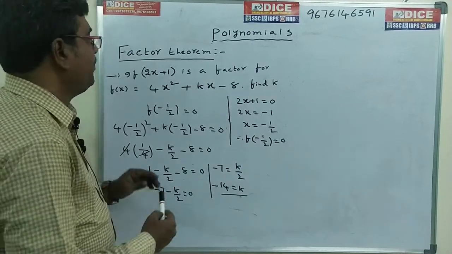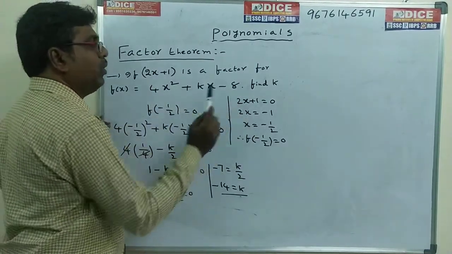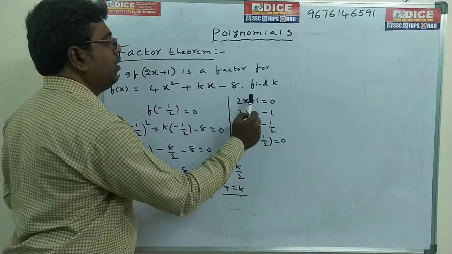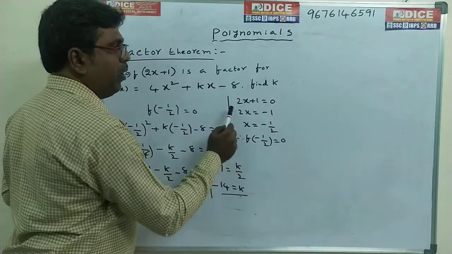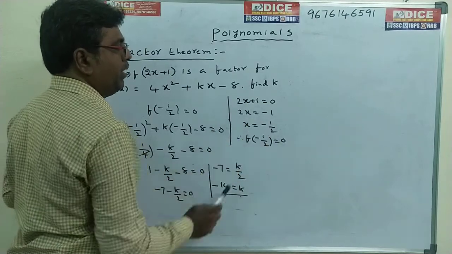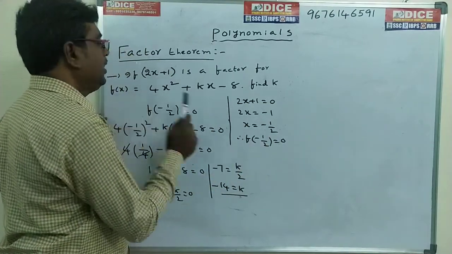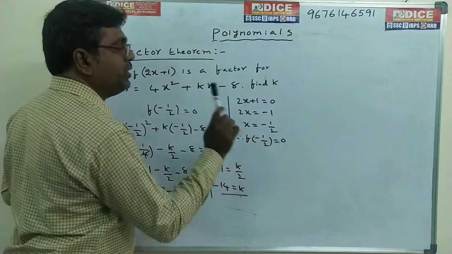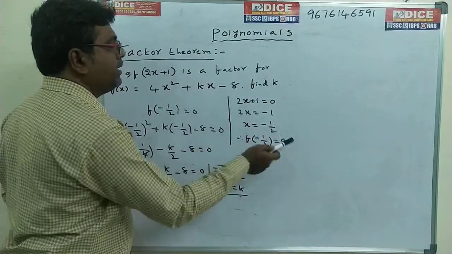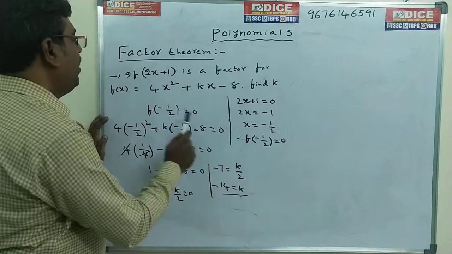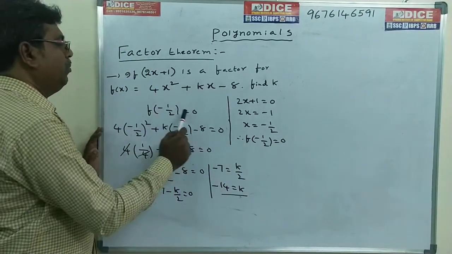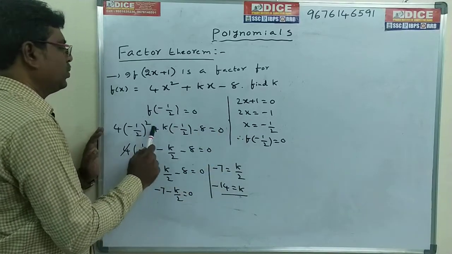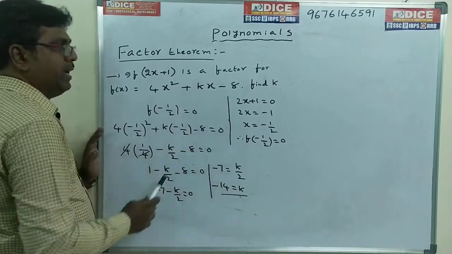Once again I am telling you. 2x plus 1 is equal to 0. 2x is equal to minus 1, so send 2 to this side downwards. Cross multiplication, x is equal to minus 1 by 2. Therefore substitute in this function, f of minus 1 by 2 is equal to 0. Factor means that the right side is equal to 0. So function of 4 into x value minus 1 by 2 whole squared plus k into minus 1 by 2 minus 8 is equal to 0.